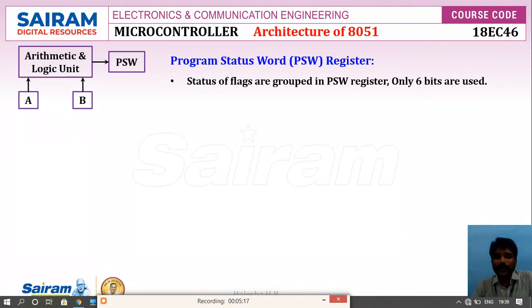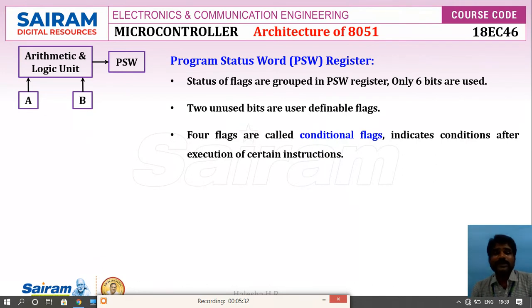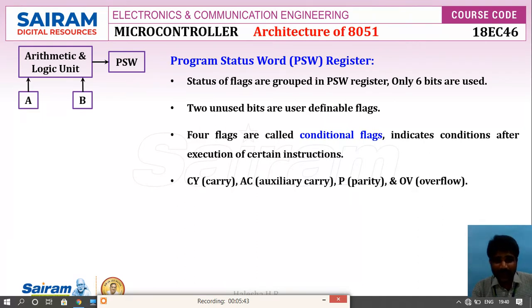So it is an 8-bit register, but only 6 bits are used. Among the 8 bits, 6 bits are used, and the 2 unused bits are user definable flags. That means the user can define them however they want based on the application and requirement. Among the 6 bits used, 4 flags are called conditional flags. They indicate a condition after execution of certain instructions. And they are carry, auxiliary carry, parity and overflow flags. These are the 4 conditional flags. Remember, PSW is an 8-bit register. Among this, only 6 bits are used.